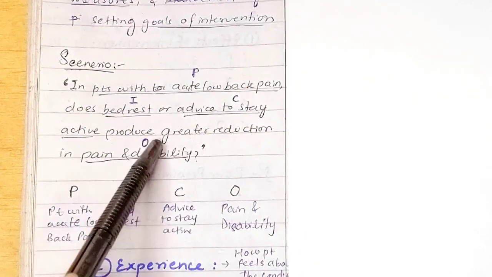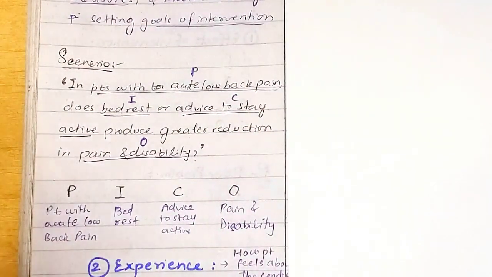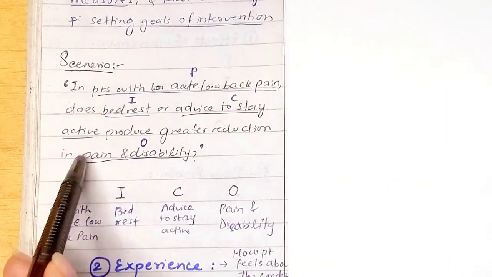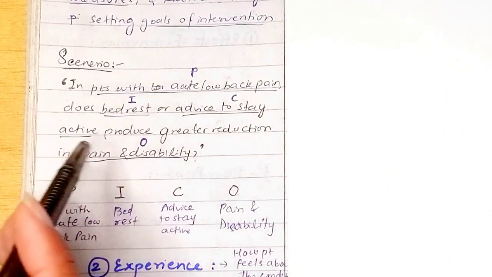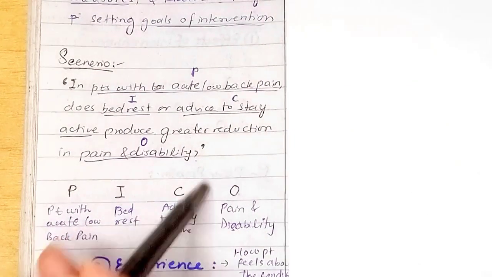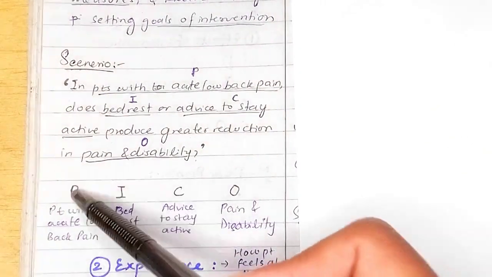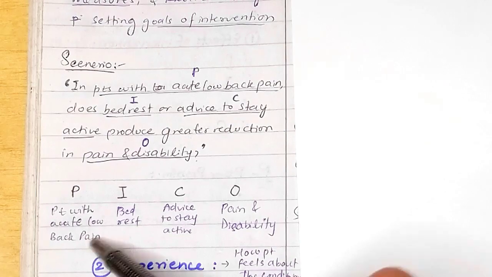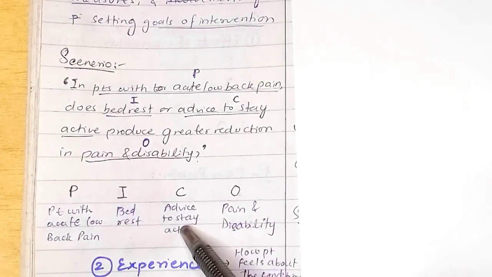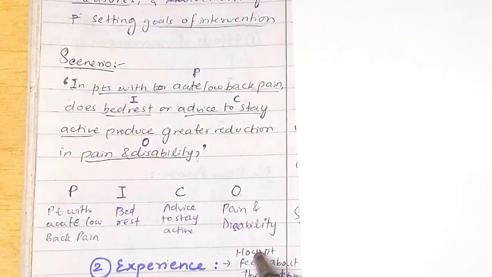Now we have the outcome. What is the actual outcome we want? So this is the pain and disability reduction. So reduction in the pain and disability is the outcome for us. Here you can see P is the patient with the acute low back pain, I is for the bed rest, C for advice to stay active, and then the O is for the pain and disability.